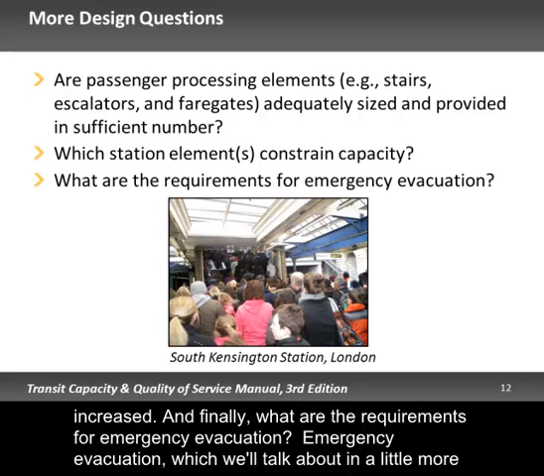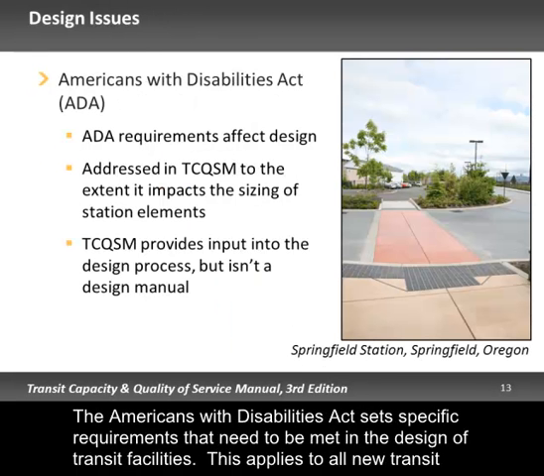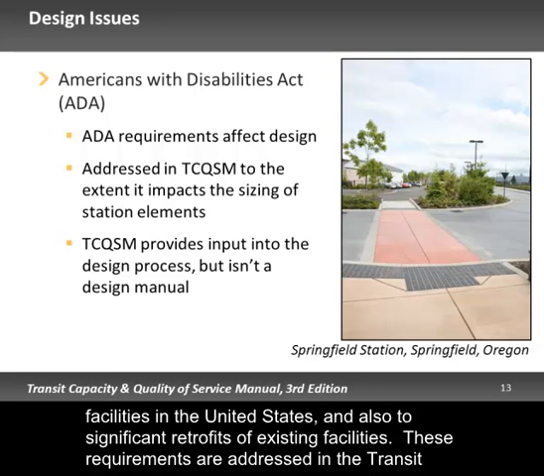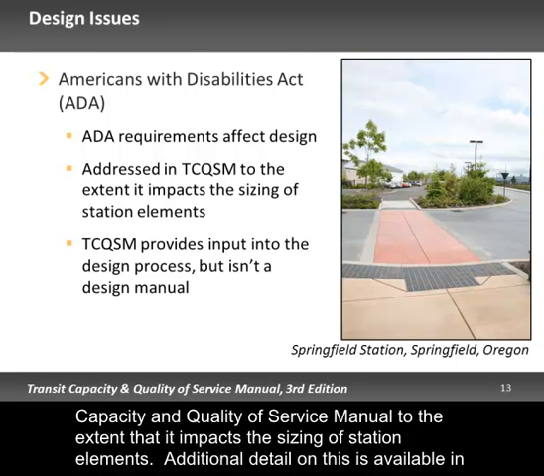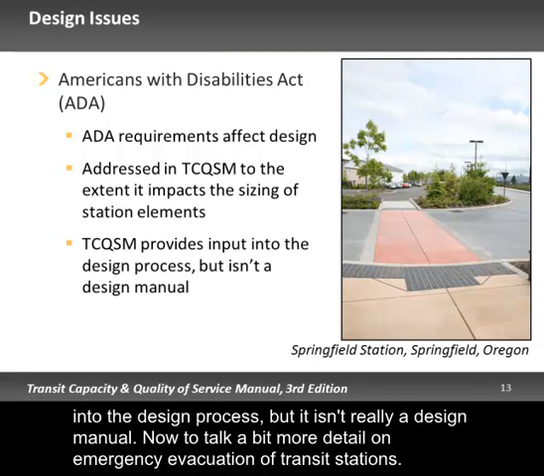Emergency evacuation, which we'll talk about in a little more detail, is an increasingly important element in station design, and there are specific requirements to be met in that regard. The Americans with Disabilities Act sets specific requirements that need to be met in the design of transit facilities. This applies to all new transit facilities in the United States and also to significant retrofits of existing facilities. These requirements are addressed in the Transit Capacity and Quality of Service Manual to the extent that it impacts the sizing of station elements. Additional detail on this is available in documentation specifically related to ADA compliance and meeting the objectives of that law. The Transit Capacity Manual also provides input into the design process, but it isn't really a design manual.